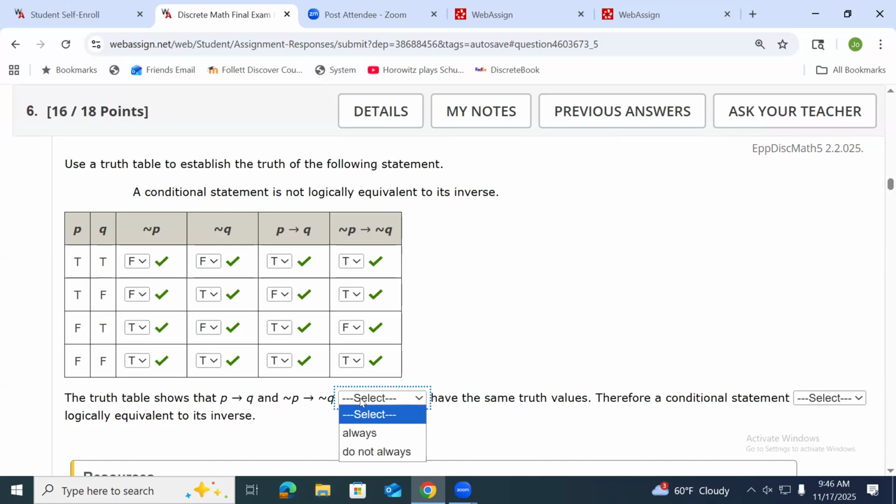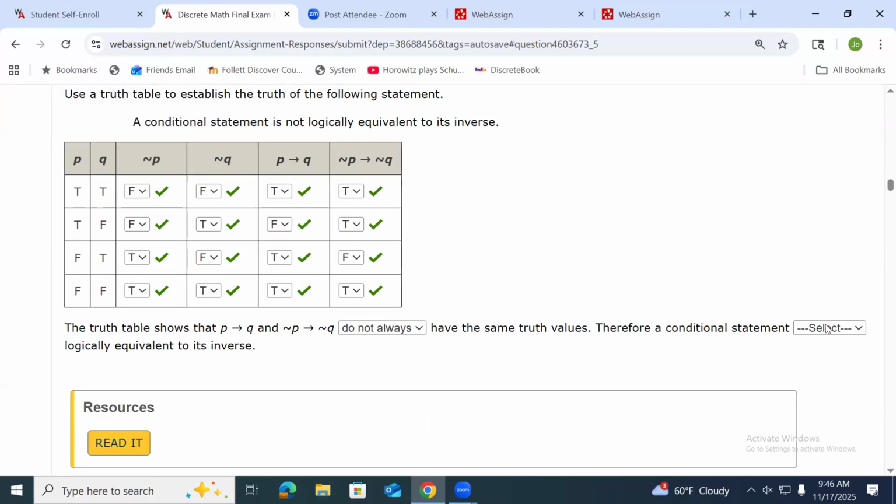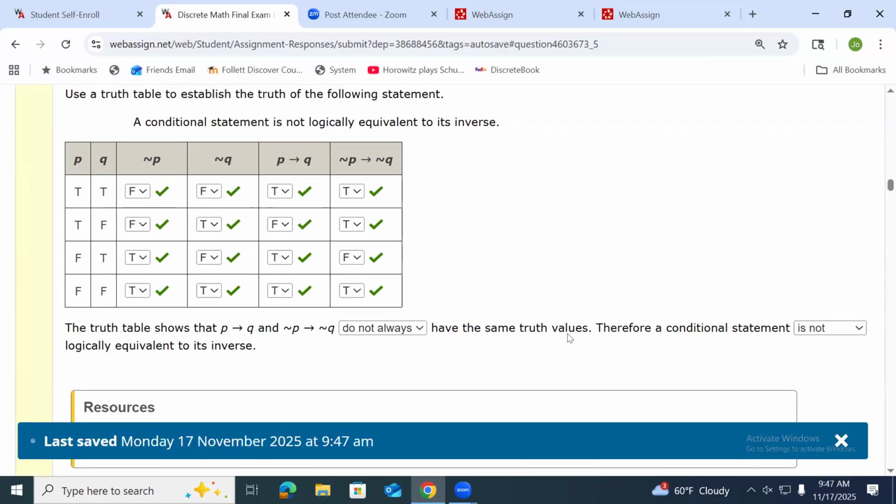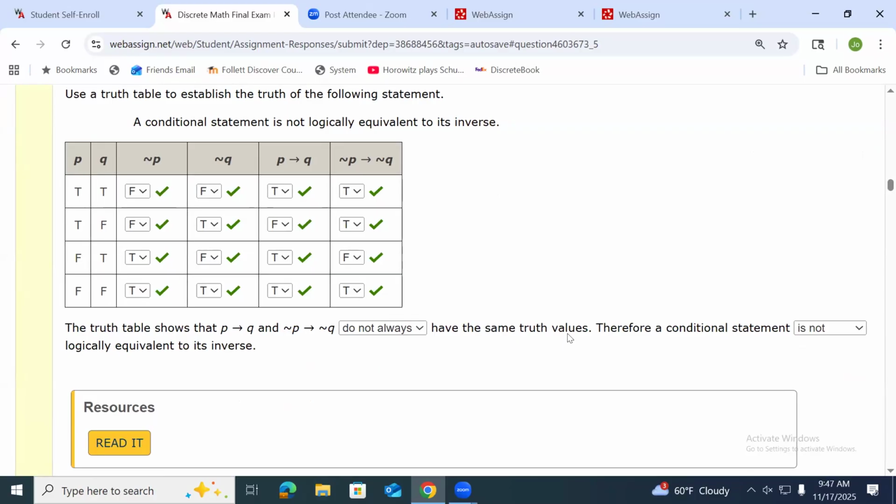No. They do not always have the same truth values. So therefore, a conditional statement is not logically equivalent to the inverse of it. By the way, this is called P implies Q. The inverse of P implies Q is not P implies not Q. Remember, the inverse of a logical statement means that you replace each proposition with the negation of the proposition, but you keep the symbol in the middle of them in the same order.